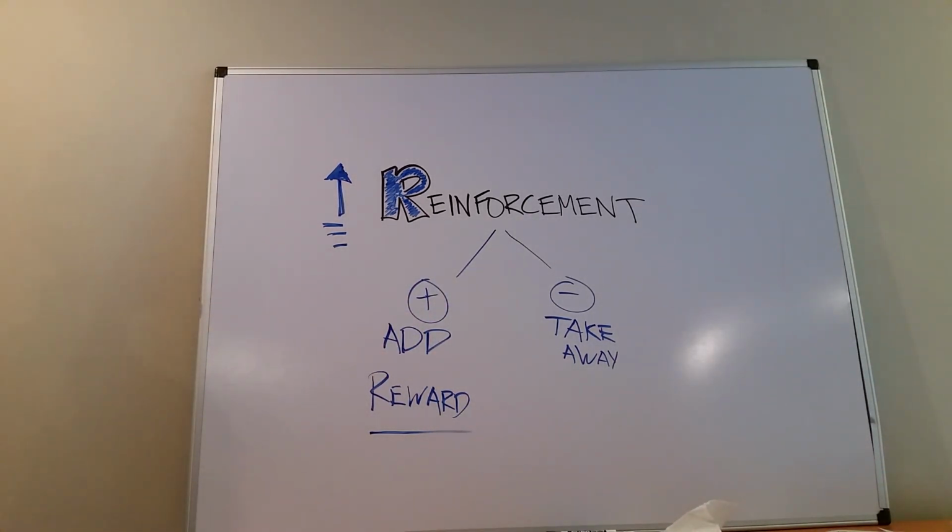Now, taking away, this is kind of a harder one to think of, but taking away, the question you ask yourself is, what could I take away from this person or subtract from this person to make them want to do that behavior again? So one example might be every night a child has to do the dishes after dinner. However, on this particular night, he got an A plus, a really good grade on his math test. So his dad says, you know what, Billy, tonight you don't have to do the dishes. I'm going to take that away.